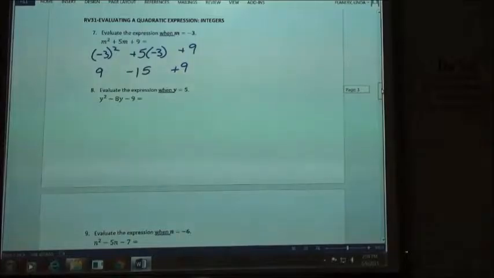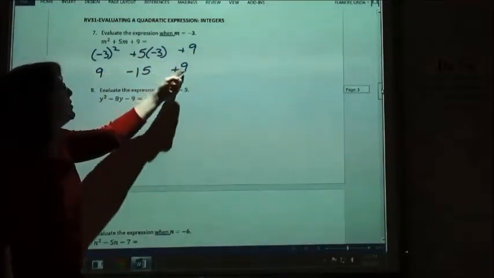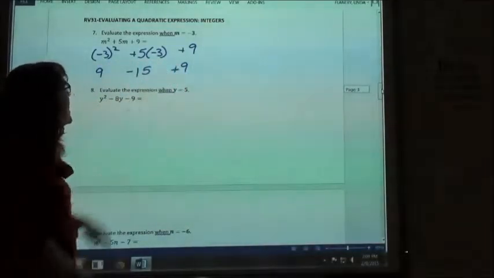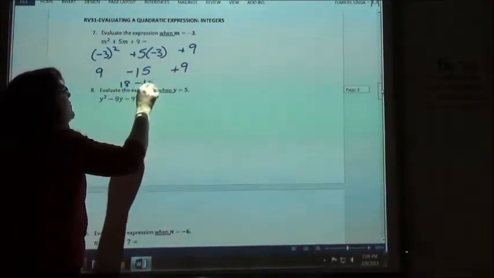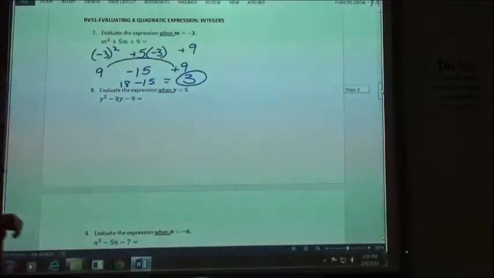Now I can do my adding and subtracting. With adding, we have the commutative property, so I like to add the ones with the like signs. 9 plus 9 is 18. 18 minus 15 then, going to give me an answer of 3.